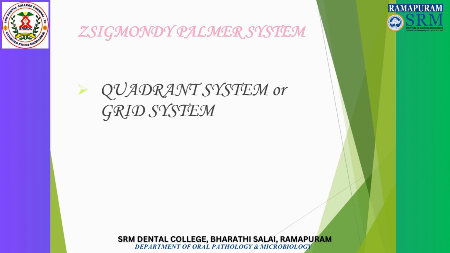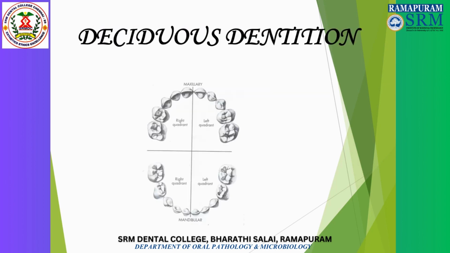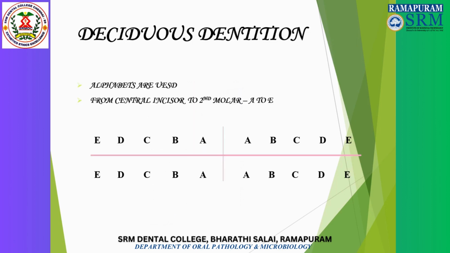It is also called the quadrant system or the grid system because in this numbering system we divide the jaws into quadrants or grids for easier identification of the right or left side of the maxilla or mandible. So for deciduous dentition, you can see we have divided the maxilla into right quadrant and left quadrant, and the mandible as well into right quadrant and left quadrant.